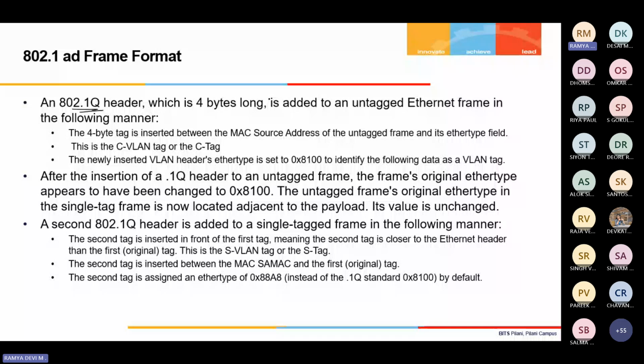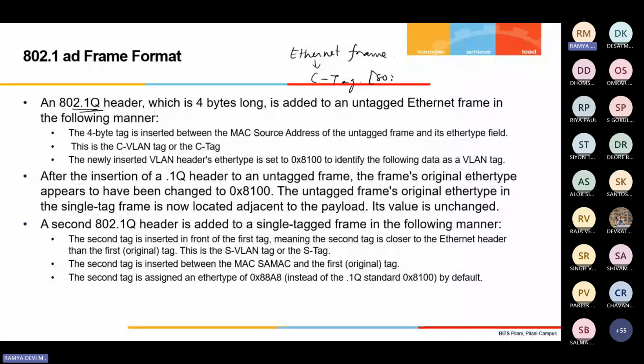Tag insertion will always start from the untagged, normal Ethernet frame. From that, we'll be adding the customer identifier. When it passes to the edge switch, it will be adding the customer tag information. The customer VLAN identifier will be there.